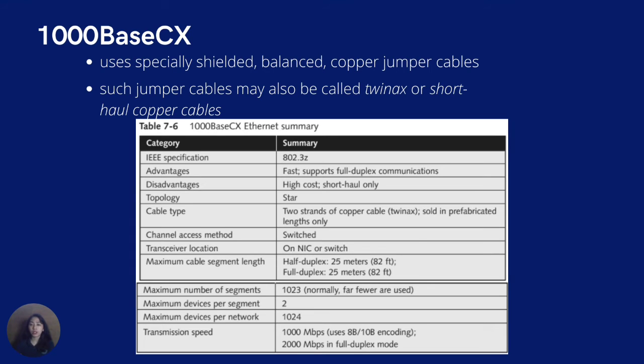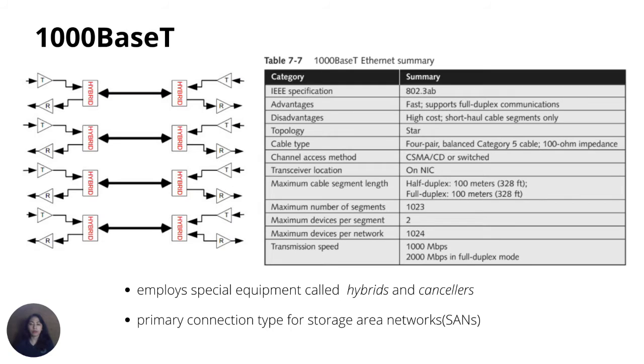1000BASE-CX uses specially shielded balanced copper jumper cables. The C stands for copper, the kind of electrical signaling in use. Jumper cables are normally used for interconnections between devices or interlinking VLANs on a switch. Such jumper cables may also be called PRIMACs or short-haul copper cables. The table below shows the 1000BASE-CX Ethernet summary.